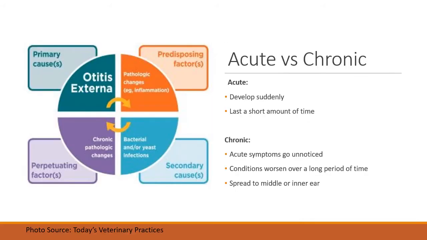We will now go over the difference between an acute and a chronic infection. Acute infections develop suddenly and they usually last a short amount of time. Acute symptoms may include the dog scratching their ear, an odor change, or a combination of the symptoms mentioned on the previous slide. These are usually treatable if noticed quickly.